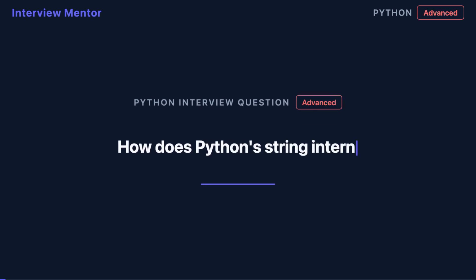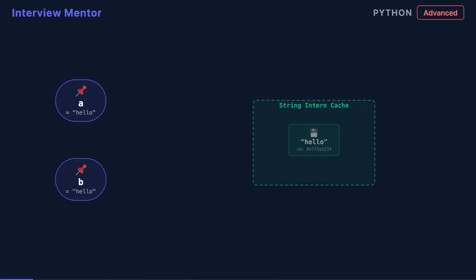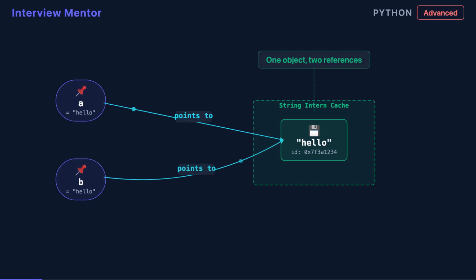Two identical strings, but is returns false. That's Python's string interning catching you off guard. String interning is Python's optimization where identical string values share a single object in memory. Instead of creating two separate string objects with the same content, Python caches one and reuses it. Two interned strings don't just look the same, they point to the exact same memory address.